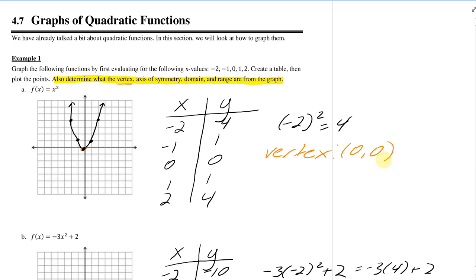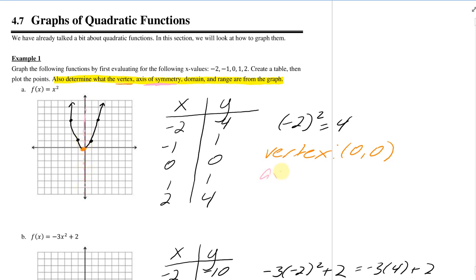And then the axis of symmetry is the invisible line that goes through the vertex that would perfectly cut the parabola in half. So if I do my axis of symmetry in pink here, hopefully you can see this line, maybe I'll make it a little thicker. Here's my axis of symmetry.